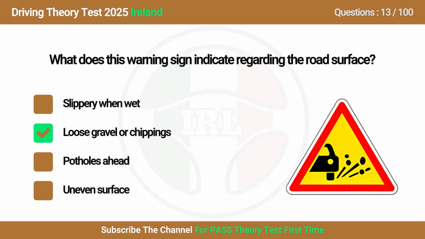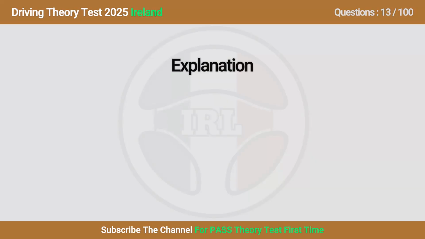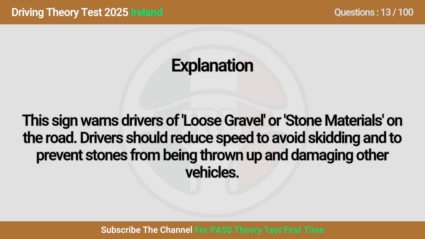Answer is B. Loose gravel or chippings. This sign warns drivers of loose gravel or stone on the road. Drivers should reduce speed to avoid skidding and to prevent stones from being thrown up and damaging other vehicles.